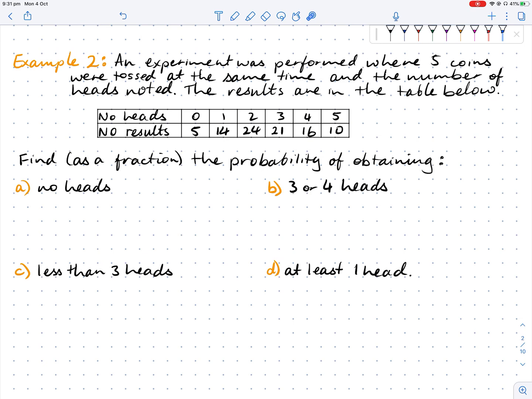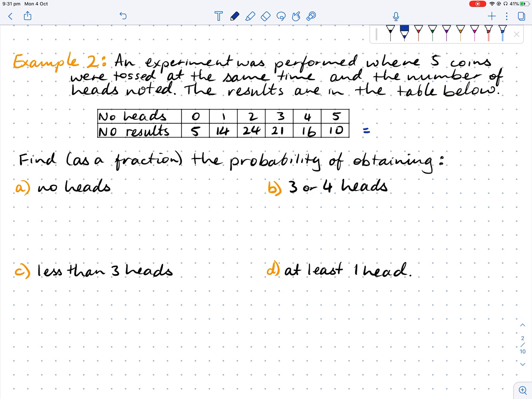So after we did this, we had 5 times where we had no heads, so they were all tails. We had 14 times where we got 1 head, 24 times when there were 2 heads, and so on. So find as a fraction the probability of obtaining these possible things. So the first thing that we need to do is work out how many times did we actually throw these coins in the air. So what we need to do is add up all of our results. So we need to work out the total.